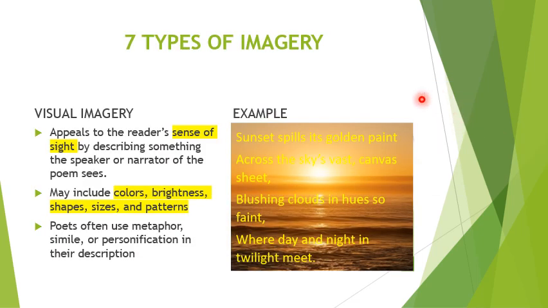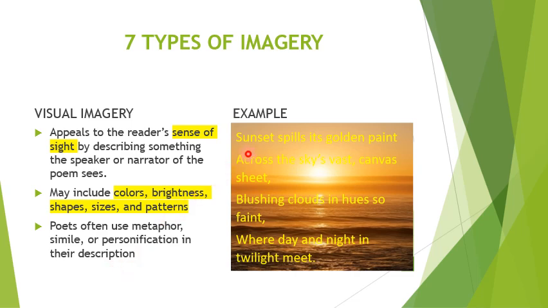All right, so the seven types of imagery. Number one, we have visual imagery. Visual imagery appeals to the reader's sense of sight by describing something the speaker or narrator of the poem sees. It may include colors, brightness, shapes, sizes, and patterns. Poets often use metaphors, similes, or personification in their description.